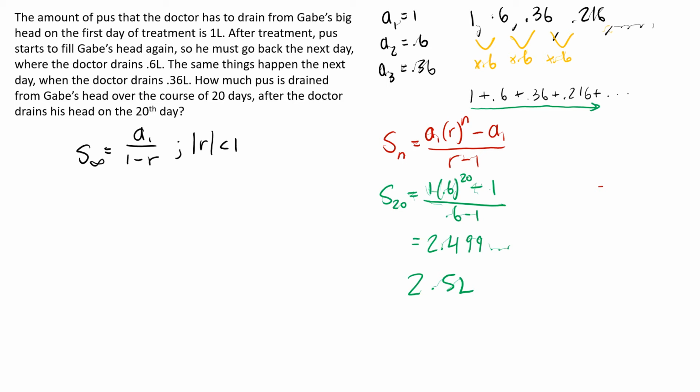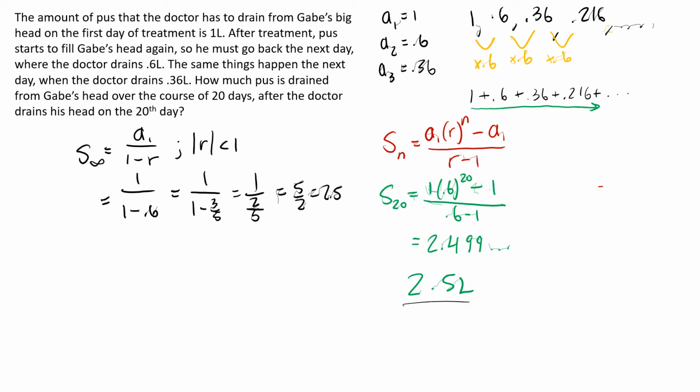So anyway, it's a little confusing, but a sub 1 for this one is 1, and we divide that by 1 minus 0.6, which we don't even need a calculator for. 1 divided by 0.4 is 1 divided by 2/5, which is just 5/2, which, hey, it's 2.5.